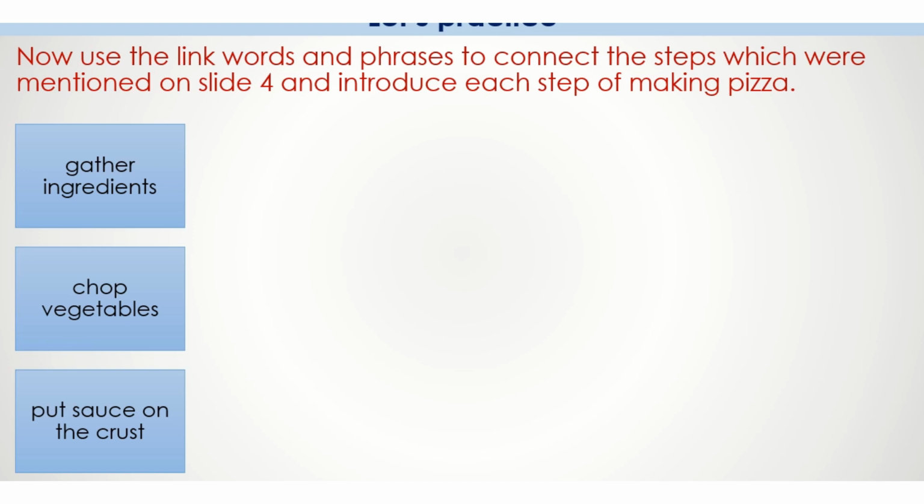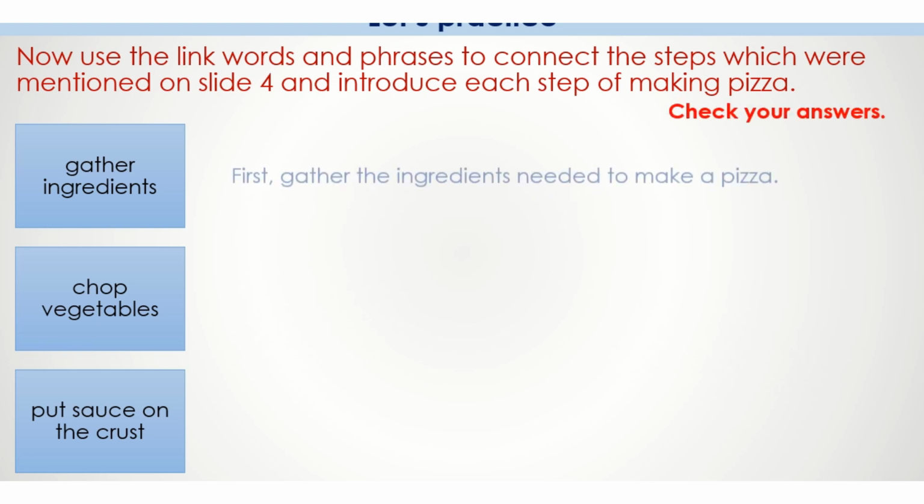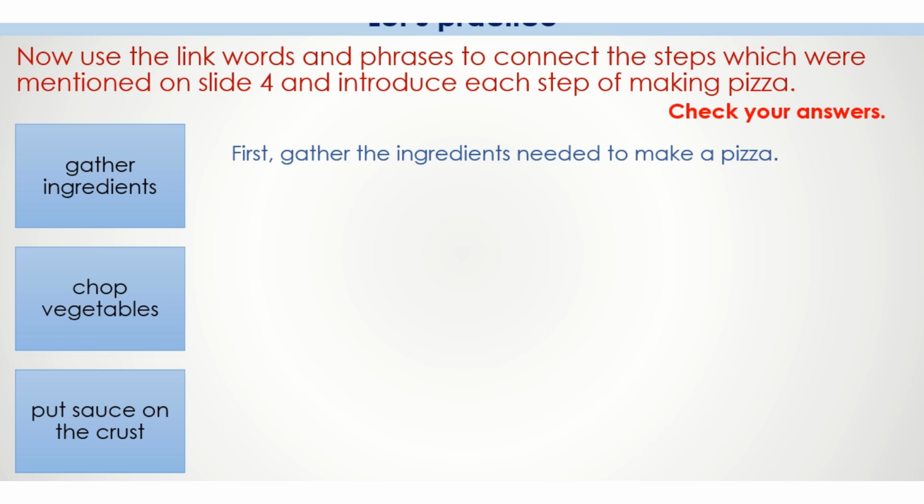Now, use the link words and phrases to connect the steps which were mentioned on slide 4 and introduce each step of making pizza. How to make pizza? Number 1, gather ingredients. First, gather the ingredients needed to make a pizza: vegetables, flour, water, oil, butter. We talked about it before.